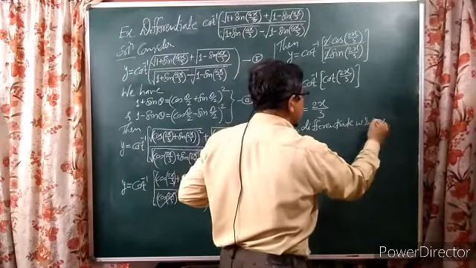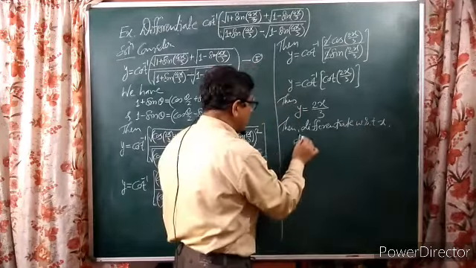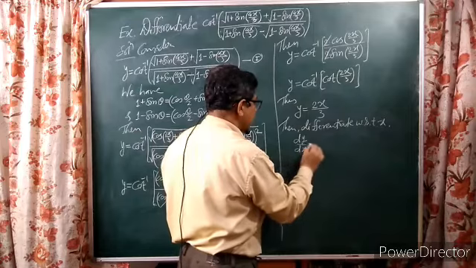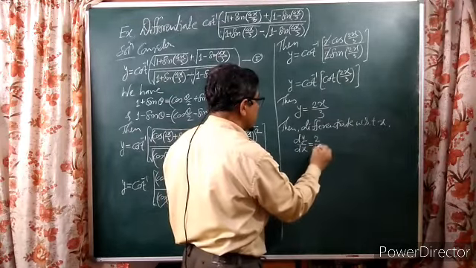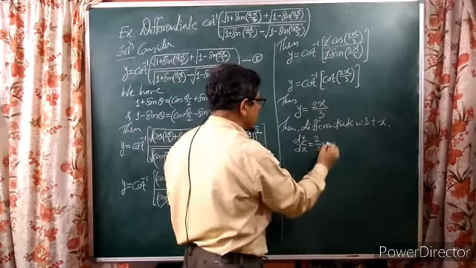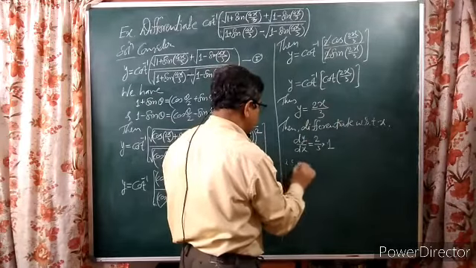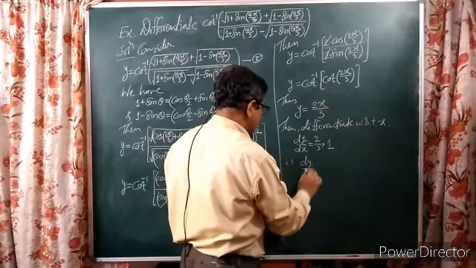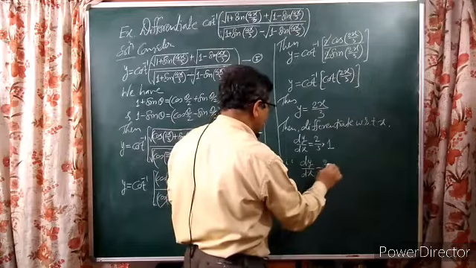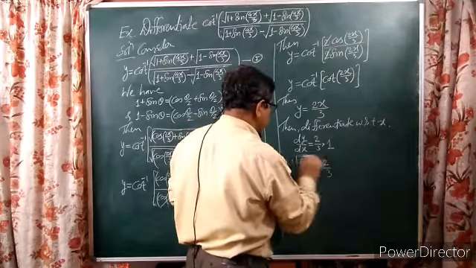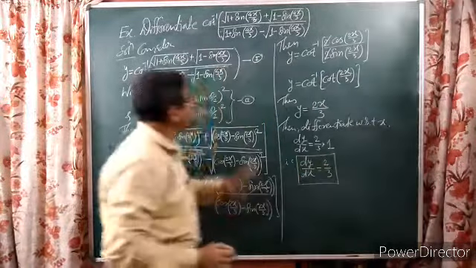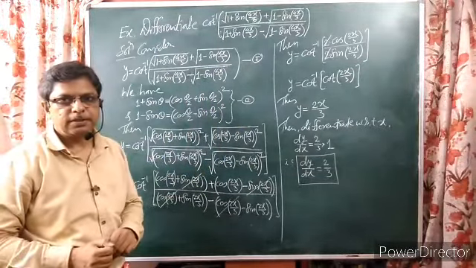Then differentiate with respect to x, and we are getting dy by dx is equal to 2 is constant divided by 3 is constant, taken outside, and derivative of x is 1, that is dy by dx is equal to 2 by 3, and this is the answer for the given function.